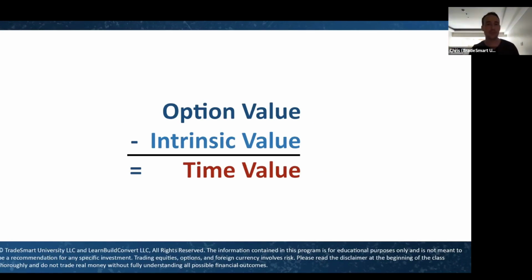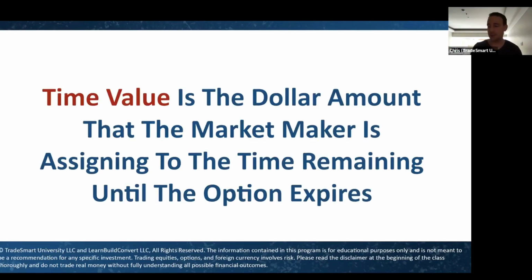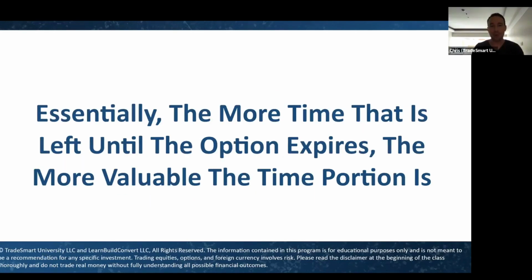Cool. So generally speaking, you take your option value, subtract out the intrinsic value, and you're left with the time value. Now, time value as a concept is the dollar amount that the market maker is assigning to the amount of time remaining until the option expires. Essentially, the more time that's left until the option expires, the more valuable that time portion is. So for options that don't expire for a long time, you'll see a very big chunk of time value. Options that expire very soon will have very small amounts of time value.